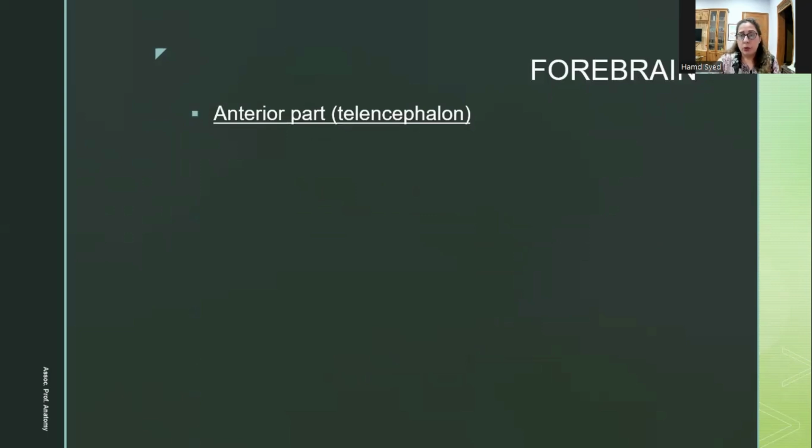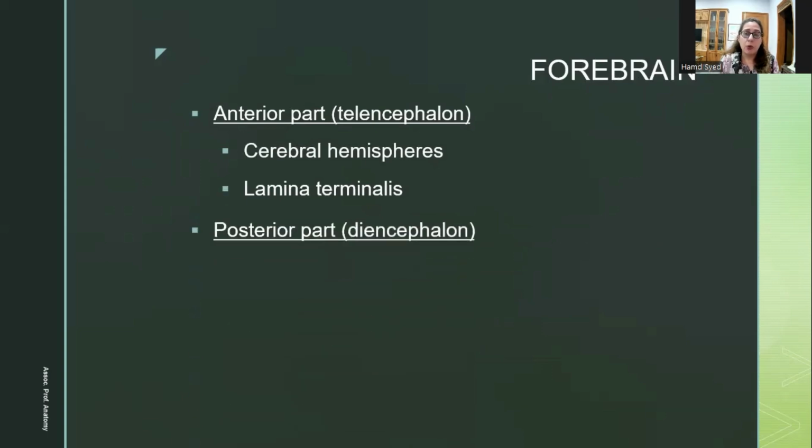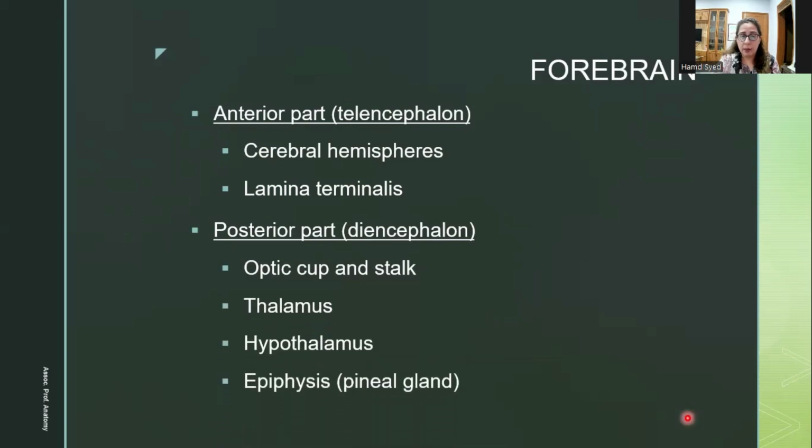When we say forebrain, you know the medical term for that is the prosencephalon, and it in turn consists of an anterior part, which is the telencephalon, and that includes the cerebral hemispheres and the lamina terminalis. Whereas the posterior part of the forebrain is known as the diencephalon, and this includes different parts of the brain, which are the optic cup and stalk, the thalamus, the hypothalamus, the epiphysis, also called the pineal gland, and the hypophysis, which is commonly known as the pituitary gland.